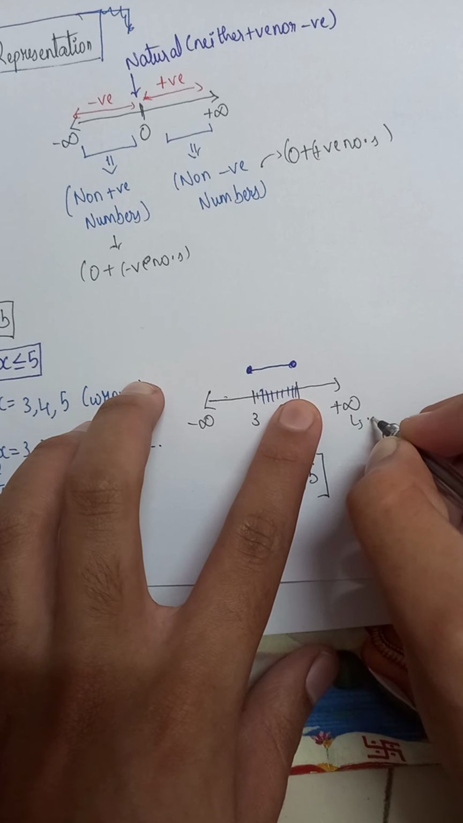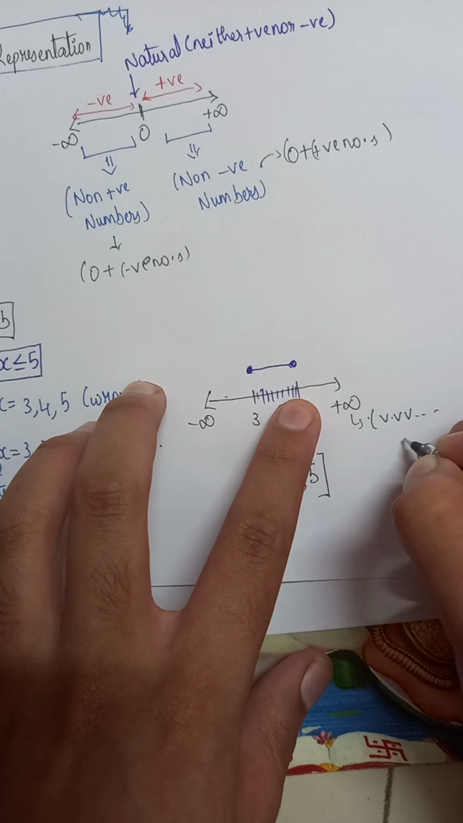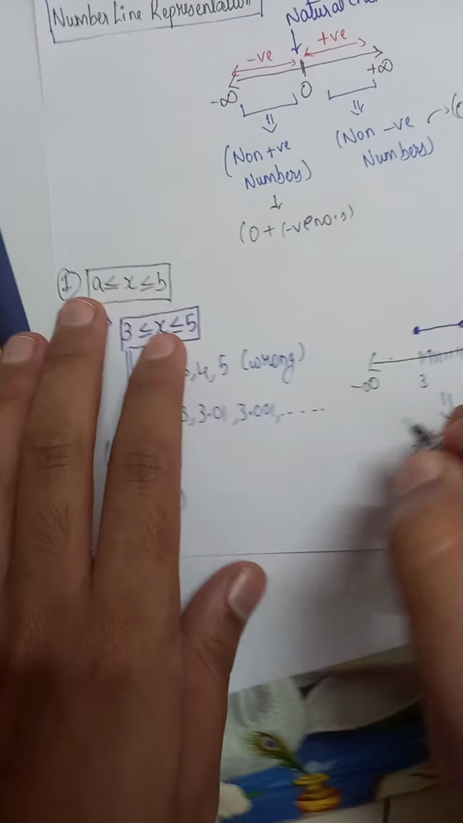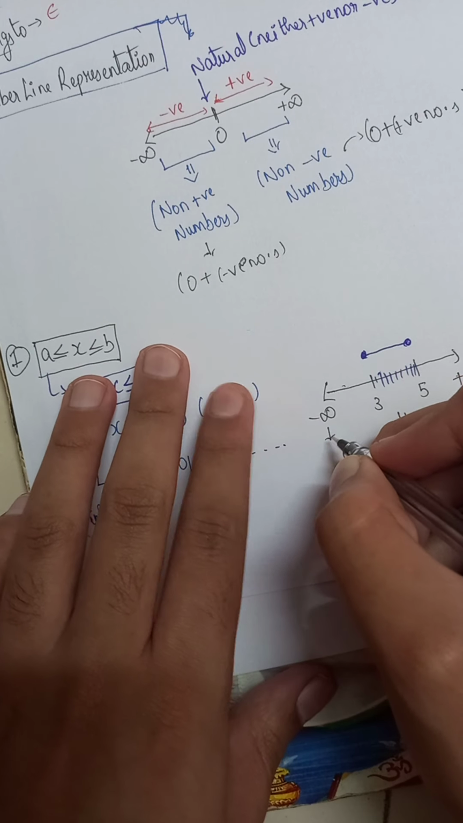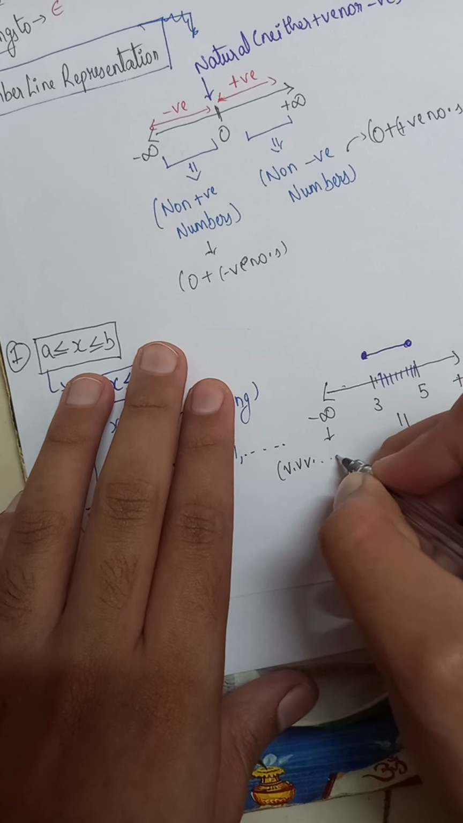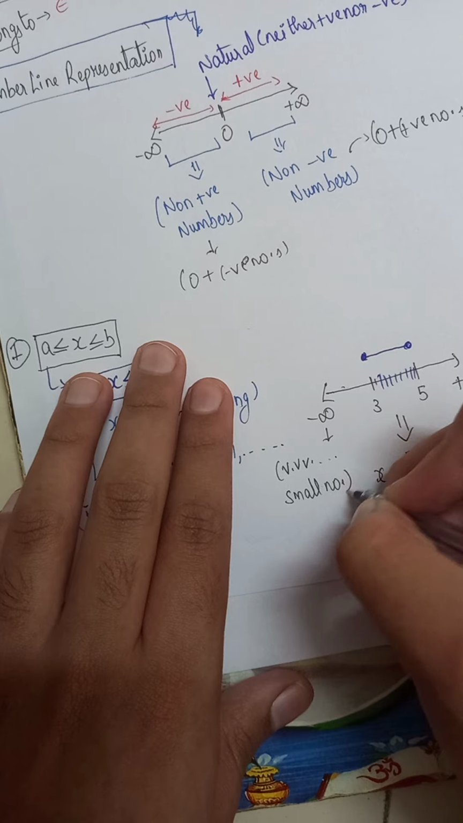What is plus infinity? It's a very very large number. What about minus infinity? It's a very very small number.